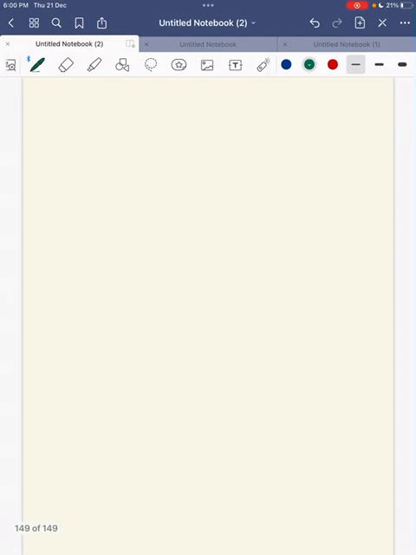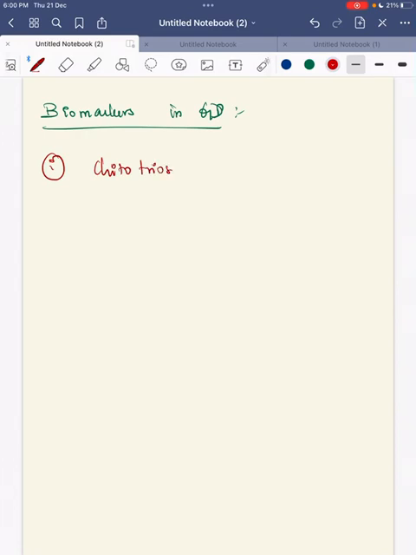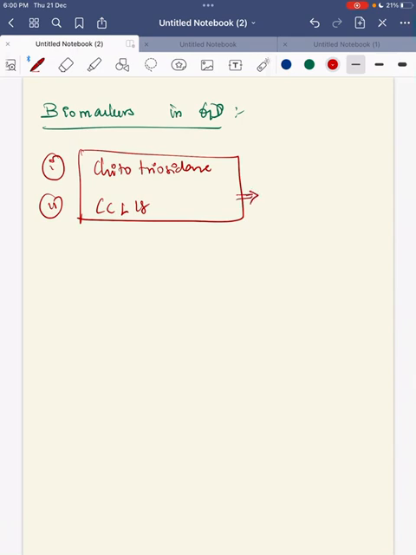Next, we have biomarkers for Gaucher's disease. This biomarkers can be a separate question in your recent advances also. So the two main biomarkers are, first, chitotriosidase and second, CCL18. Both will be elevated in patients with Gaucher's disease because both are produced by the Gaucher cells. So it represents the body burden of Gaucher cells.